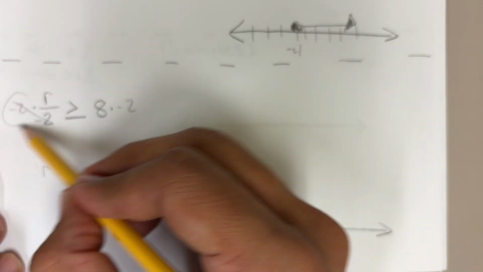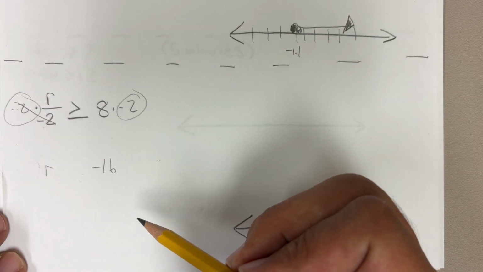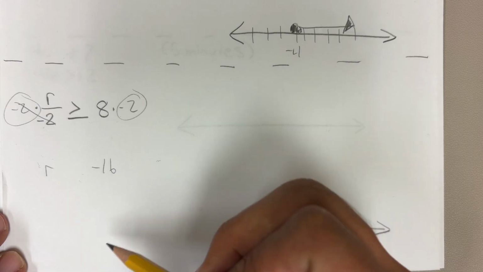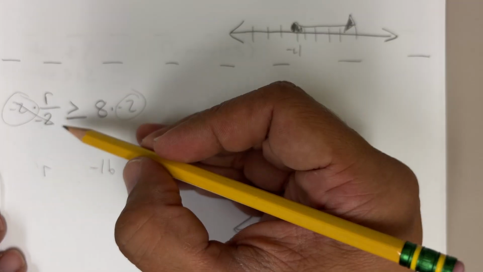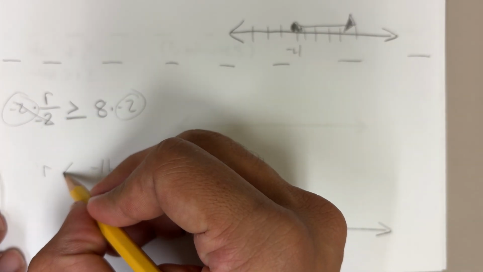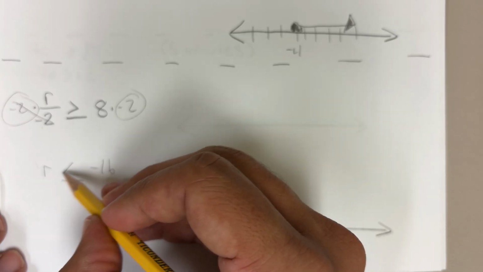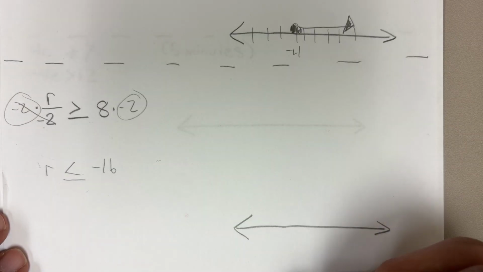Now look, I multiplied by -2. If you multiply or divide by a negative number to both sides, the inequality is going to change directions. So now this inequality is going to go this way. So now it's r is less than or equal to -16.